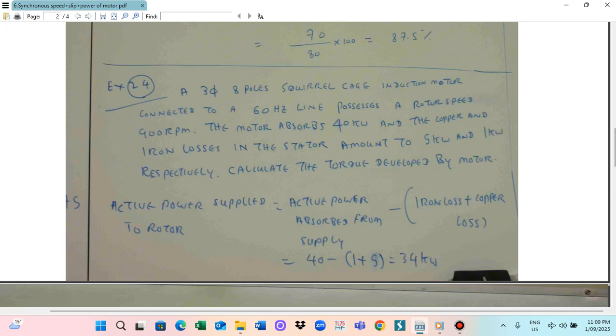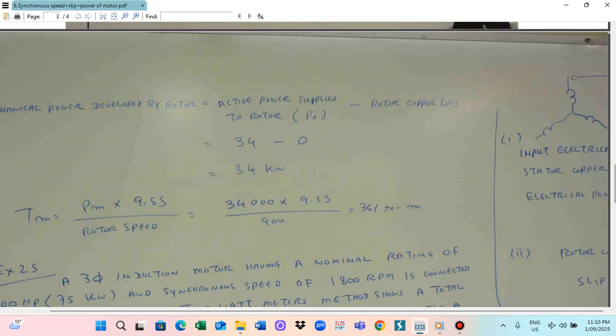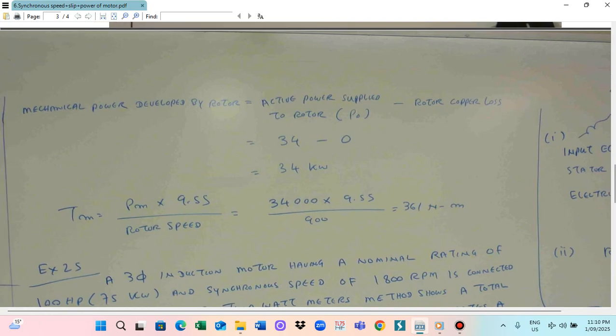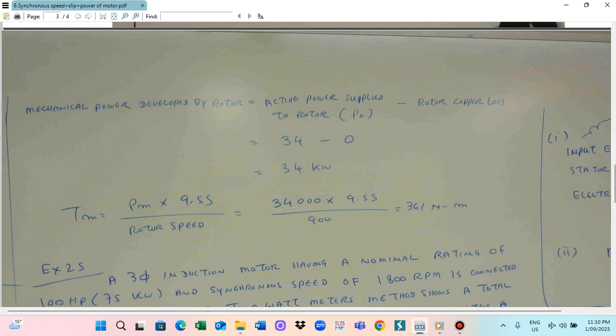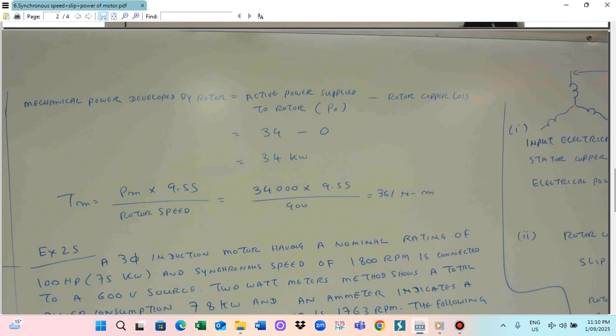We have to calculate the active power supplied to the rotor. This power is sent to the rotor, and the iron and copper loss goes out. Then the mechanical power developed by the rotor is the active power supply minus the rotor copper loss. After that you get the shaft power and you calculate the torque. For torque you use this formula: power multiplied by 9.55 divided by rotor speed.